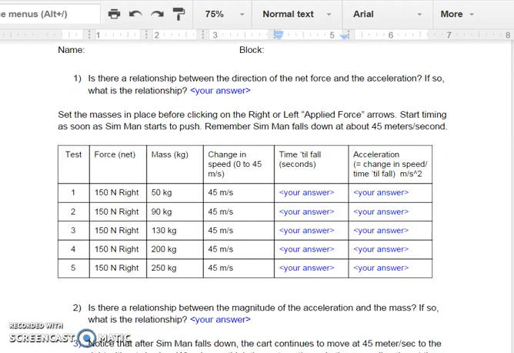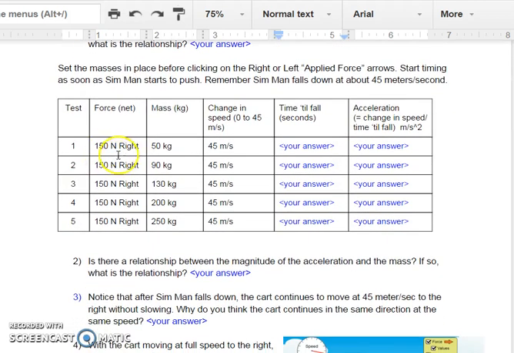Our second chart here, notice in this case our force stays the same, but we're changing the amount of mass from experiment to experiment. So again, you're going to measure the time it takes until he falls, and the acceleration. Again, our change in velocity is going from 0 to 45 meters per second, the speed at which SimMan falls down. The time is from when we start pushing till we get to 45 meters per second. The acceleration is really just that change in velocity, or change in speed, divided by our time.